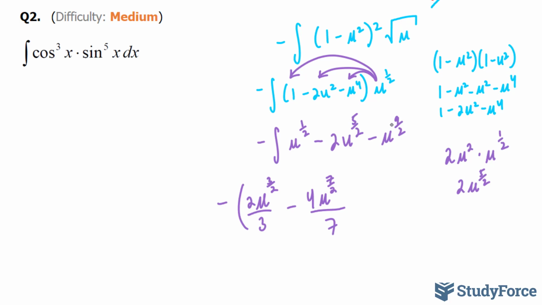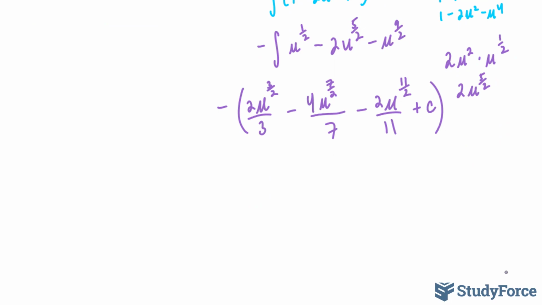And lastly, adding 1 to 4.5 gives you 5.5. That as a fraction is 11 over 2. So 11 over 2, 2 over 11 plus c.